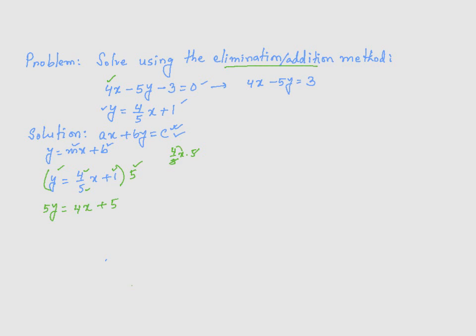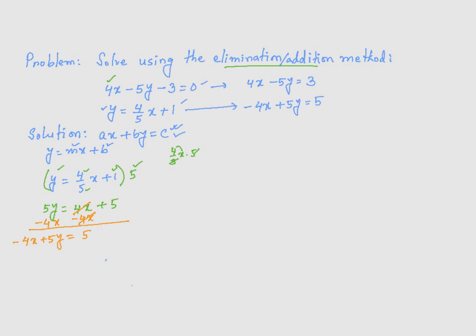Now I can subtract 4x from both sides in this equation. So subtract 4x. On the right-hand side, positive 4x and negative 4x cancel out, and I'm just left with 5. On the left-hand side, I have negative 4x plus 5y. So this equation becomes negative 4x plus 5y is equal to 5.